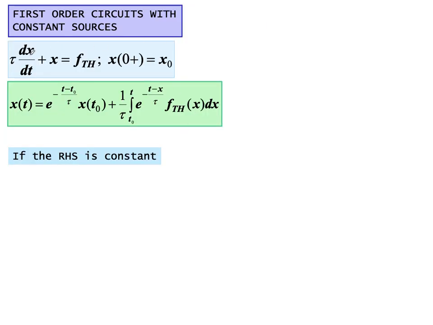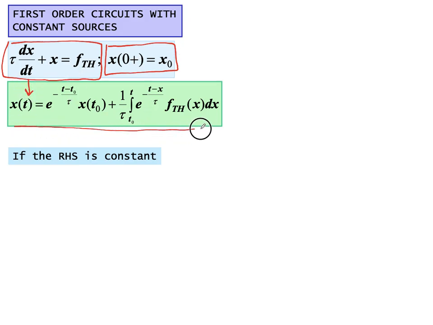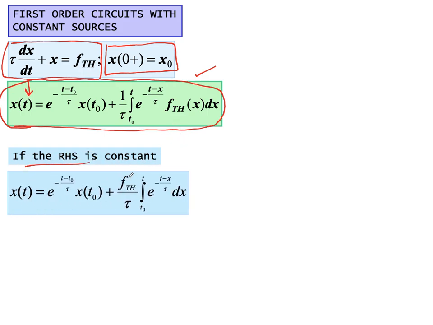So far we have seen that this is the differential equation that we are interested in solving for all the circuits, and the initial condition that is required in all cases. The solution of this differential equation is given by this expression over here. So let's see how we can find a closed form expression of this solution. Since the right hand side is a constant, we can take f Thevenin out because this value is a constant value.